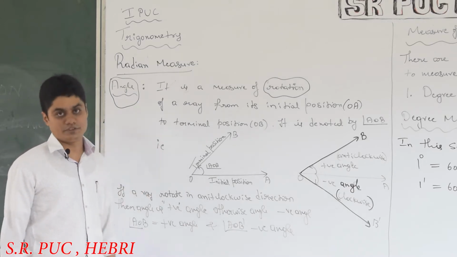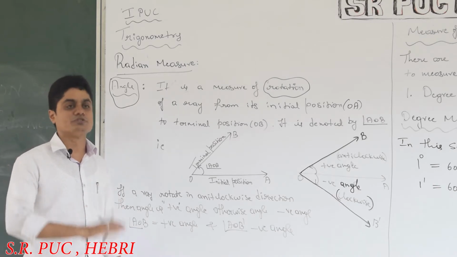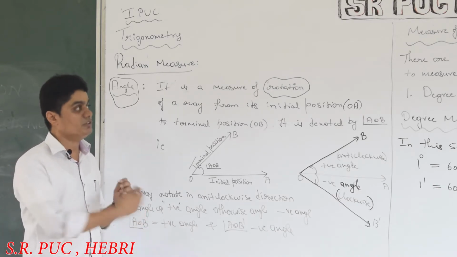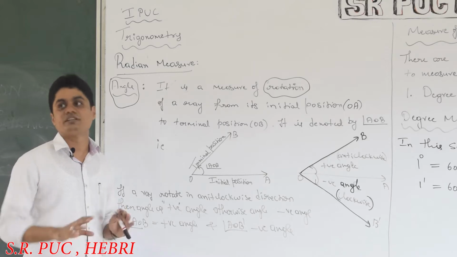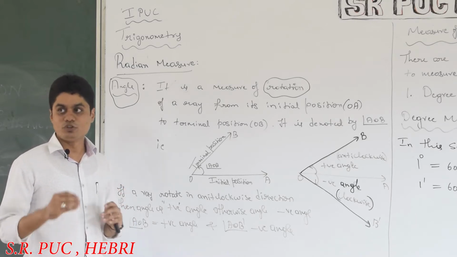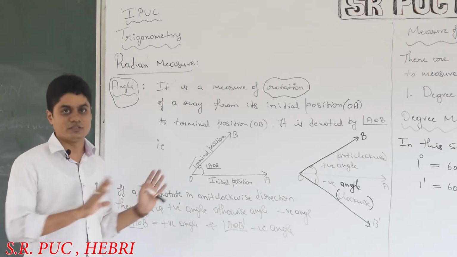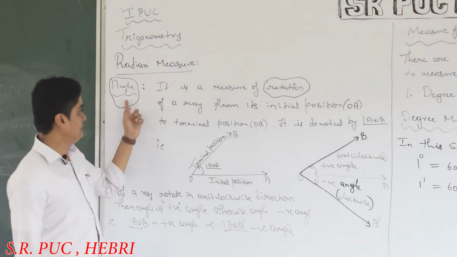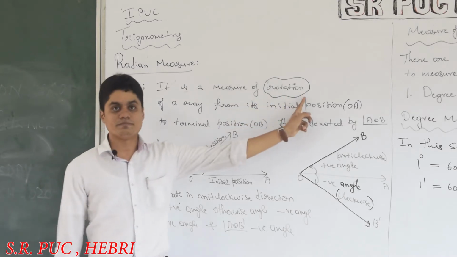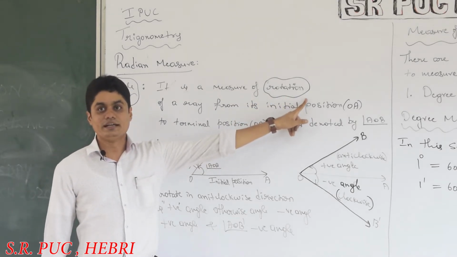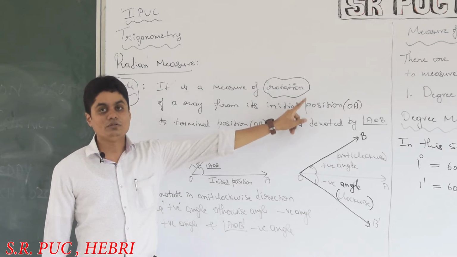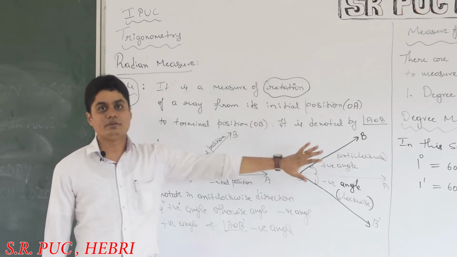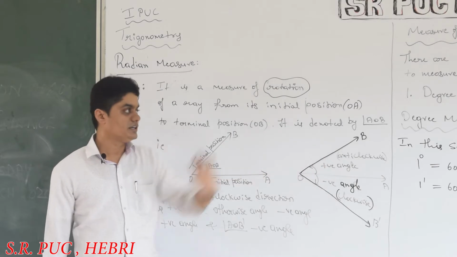So let me define it first, because when it comes to the PU level, whenever you learn some concept, you are going to start with the definition. Remember that. If you don't know the definition, then it's difficult to understand the remaining concept. So let me start with the definition. Angle is a measure of rotation. It will measure how a ray will rotate from an initial position, the starting position, to the final position.